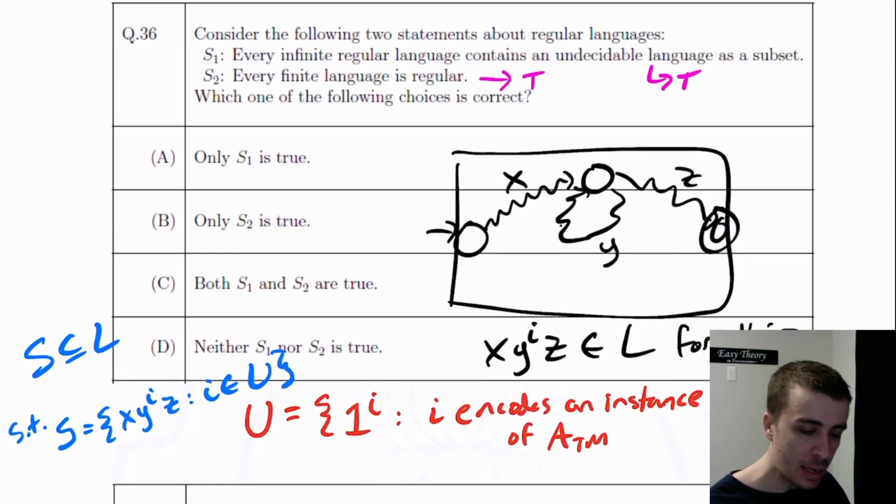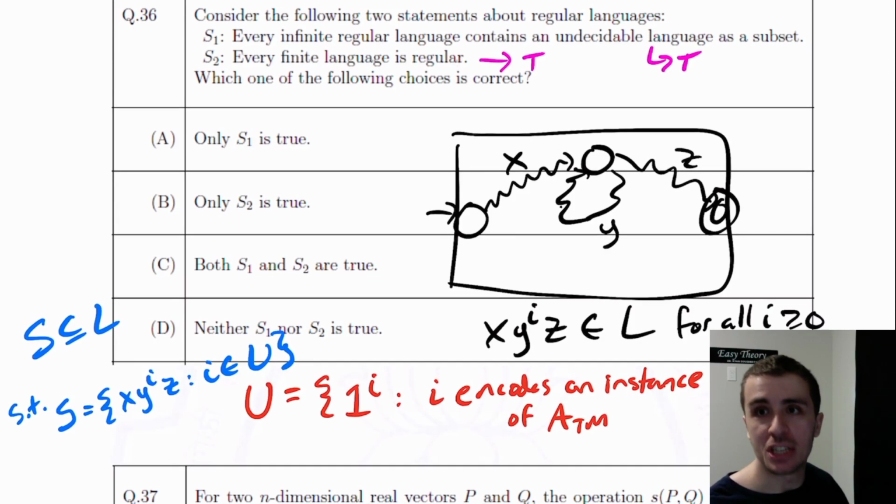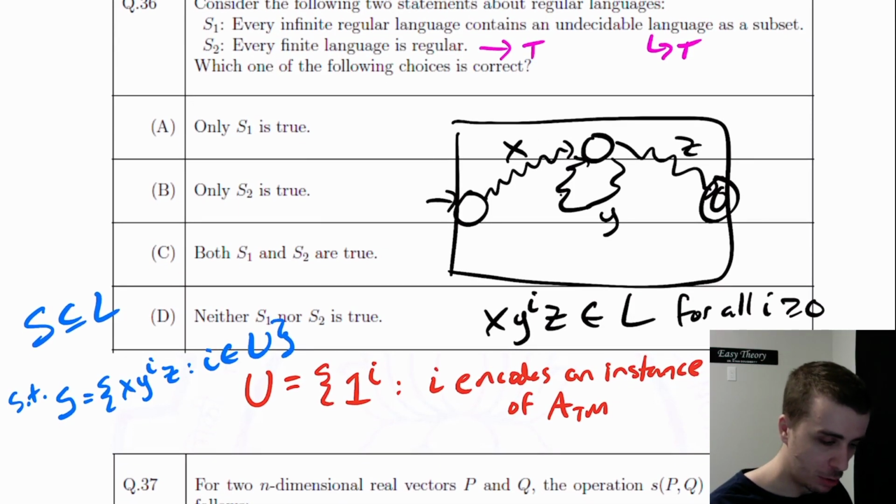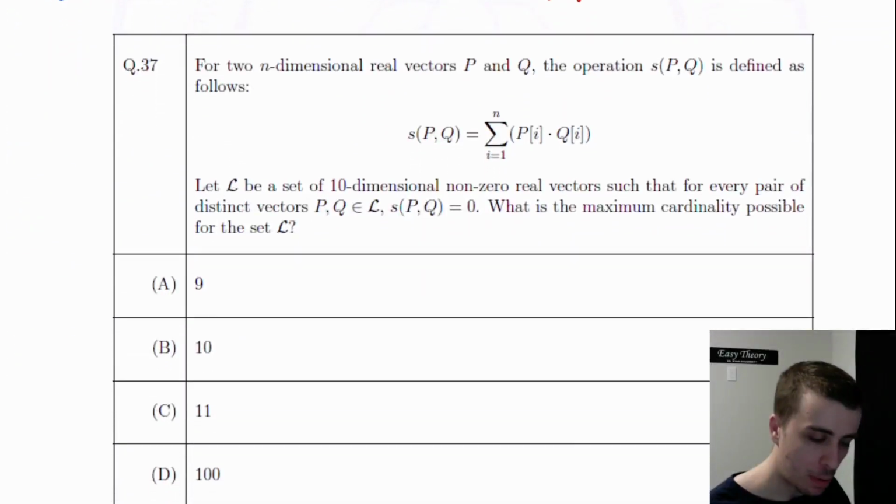So every infinite regular language has an undecidable language as a subset. So the answer to this one, both of them are true. That's a cool problem. I really like that problem.